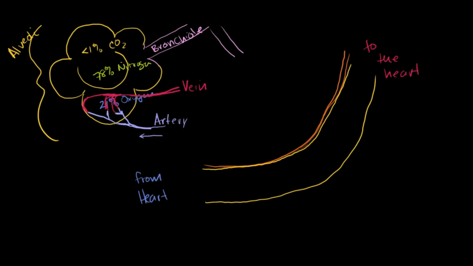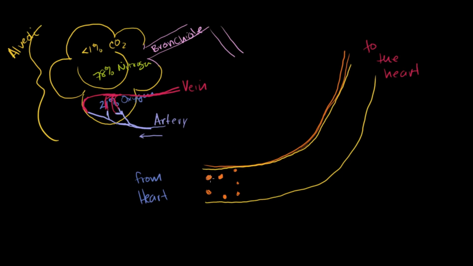Let me draw carbon dioxide as green. I already did nitrogen as green. Let me do carbon dioxide as orange. So these are little, there's a lot of carbon dioxide, and actually carbon dioxide gets diffused in the blood. It actually is carried in the plasma of the blood. It's not carried by red blood cells that we're going to talk about in a second. So that's a bunch of carbon dioxide here.